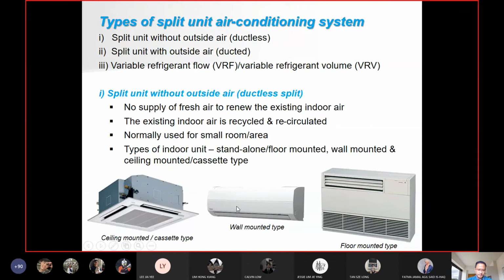Then the types of indoor unit. These are the three most common types, especially in Malaysia: the one in the middle and on the left. The one in the studio is something like this, right? And the one at your house is normally the wall-mounted type.